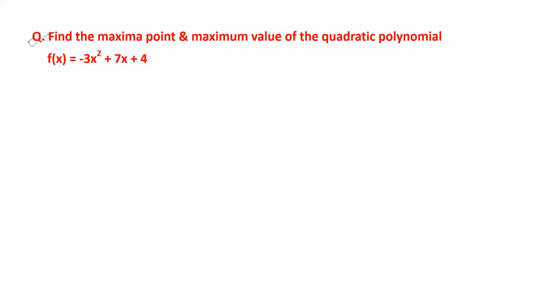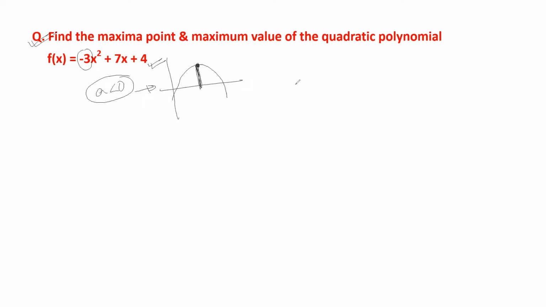Now, let us see this question. Find the maxima point and the maximum value of the quadratic polynomial f(x), which is minus 3x squared plus 7x plus 4. Well, here the leading coefficient is minus 3. That means the leading coefficient a is less than 0. So the graph of this quadratic polynomial would be something like this, that is a downward parabola. So we'll be getting a maxima point and we'll be also getting a maximum value.